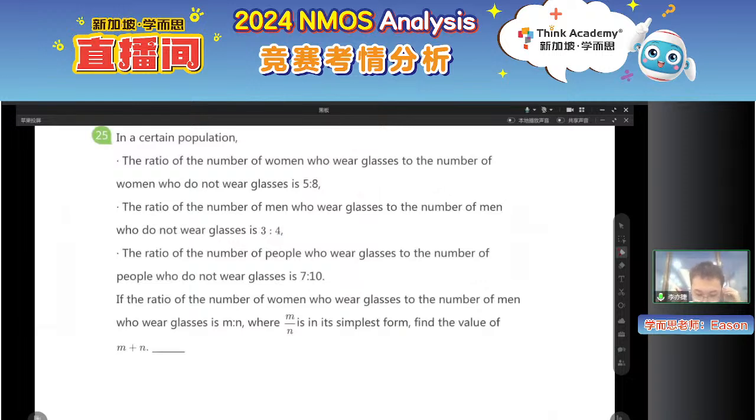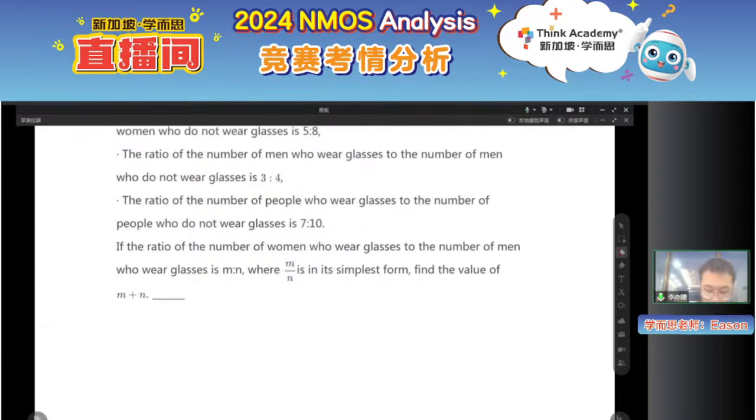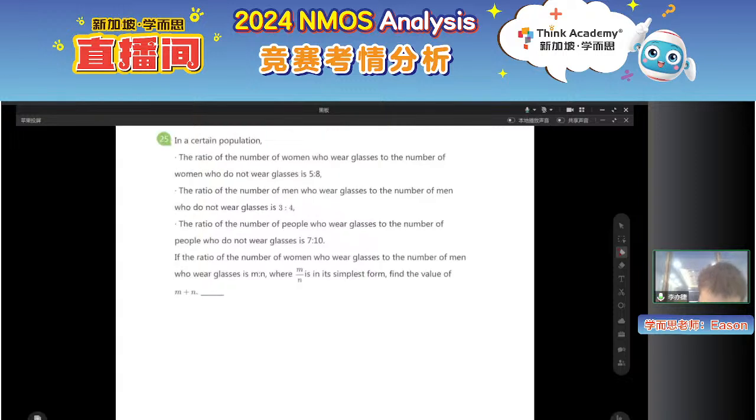So long. Yeah, women, glasses, women don't wear glasses. So now we classify the same group of people in 2 categories, men and women, wearing glasses or not. In all of this kind, we just make a table: men and women, and glasses or not. But when we make this table, never forget to include the total. So now let's see. The women wearing glasses and not wearing glasses is 5 to 8. So this is 5 to 8 here.